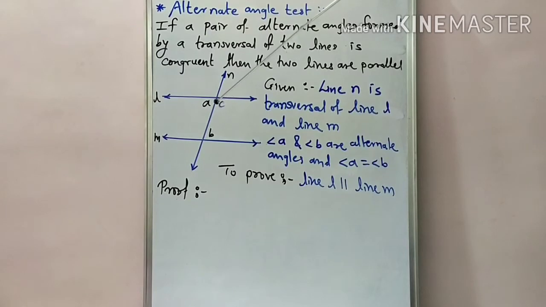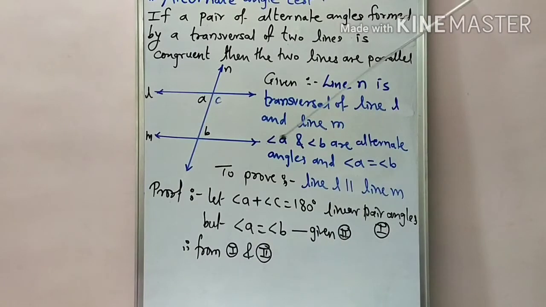That we see here. Taking this C over here, there is one more pair, angle A and angle C, which are linear pair angles. And what do we know about linear pair angles? Yes, linear pair angles are supplementary. So first we write down that property here. The first property is angle A plus angle C equal to 180 degrees. The reason is linear pair angles.